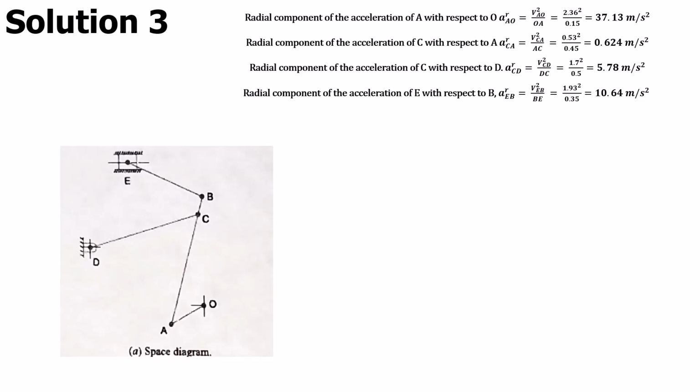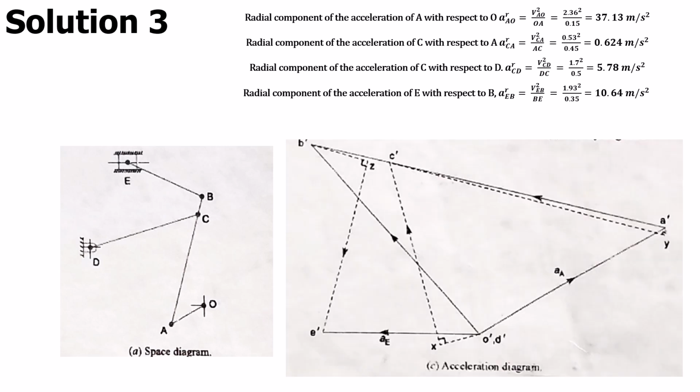I'm using the space diagram to illustrate how we construct our acceleration diagram, which I'm going to explain step by step. So we pick again our fixed points, which are O prime, D prime. And the first vector we are going to construct is the radial acceleration of A with respect to O, and we do that in the direction shown. This vector is parallel to the link AO.